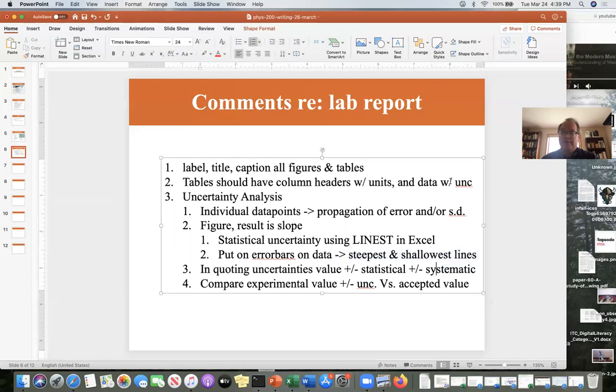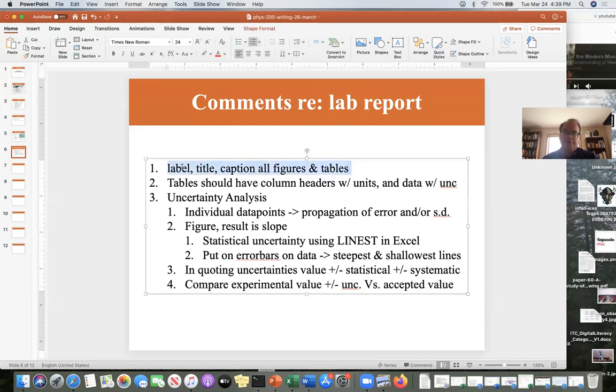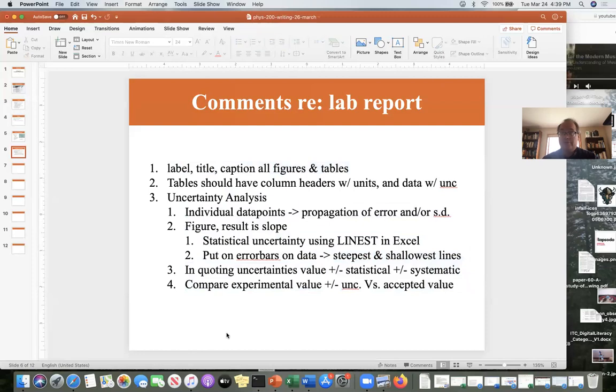If your experimental value with the uncertainties contains the accepted value, then things are looking pretty good. If they're wildly different, then we've got a problem. So just general comments regarding the lab report. Make sure you label, title, and caption all your figures. Make sure your tables are formatted properly, and then make sure that you do a reasonably decent uncertainty analysis, because remember, numbers by themselves without uncertainties don't mean a whole lot. Look at the 2016 US election for evidence of that.